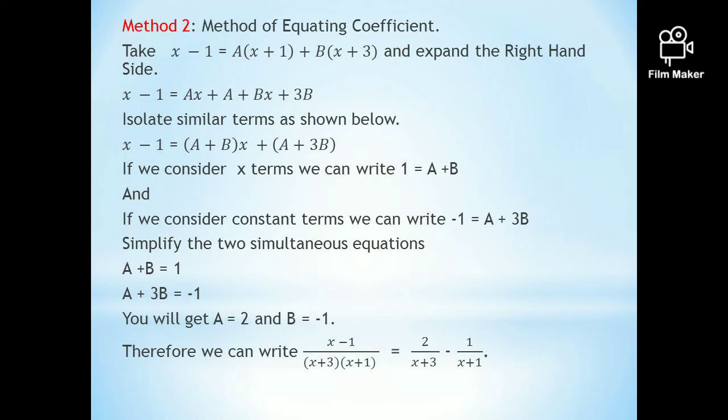Then you get two simultaneous equations, a plus b equals 1 and a plus 3b equals minus 1. If you solve them, you will obtain the answers a equals 2 and b equals minus 1. Therefore, you can write x minus 1 over x plus 3 into x plus 1 equals 2 over x plus 3 minus 1 over x plus 1.